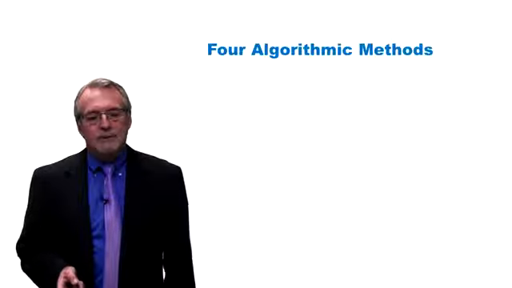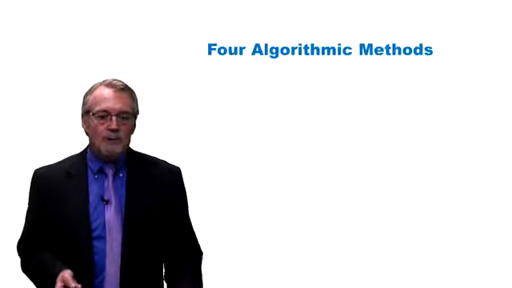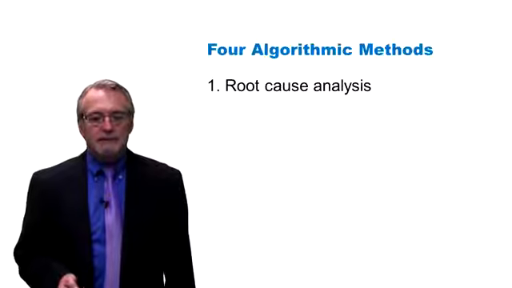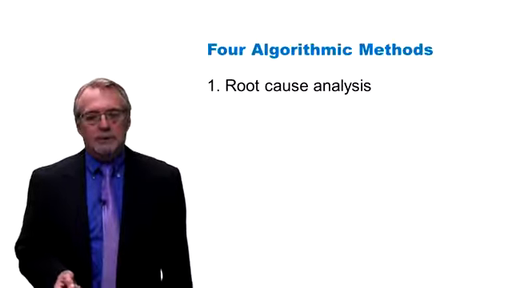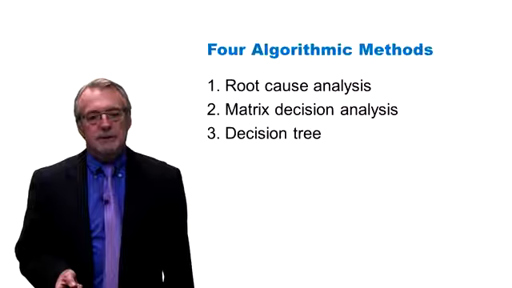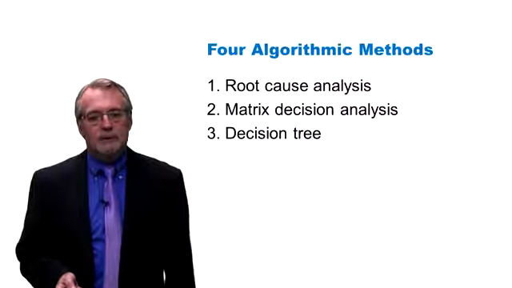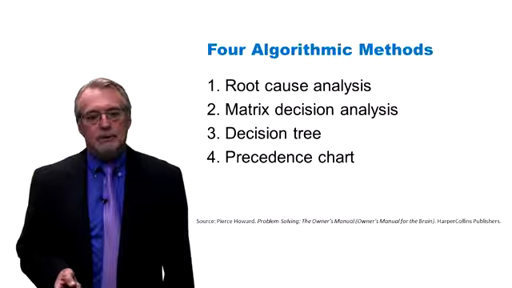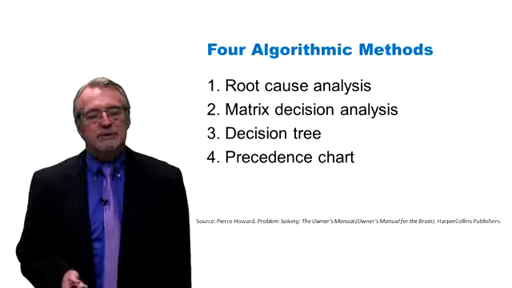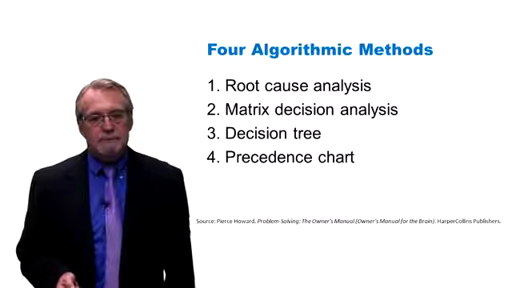There are 4 methods for doing this. There are a number of methods, but 4 we'll take a look at that are common ones. One is root cause analysis, very systematic approach to looking at a problem. One is matrix decision analysis, another systematic way of looking at this. Another one is a decision tree, another very systematic way of looking at things. And one is a precedence chart. Which things come first, second, third, another very systematic way to look at things.